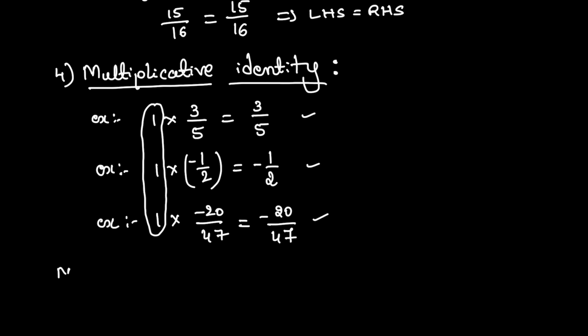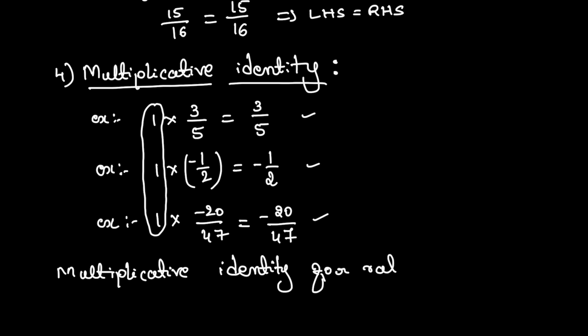Multiplicative identity for rational number is 1.